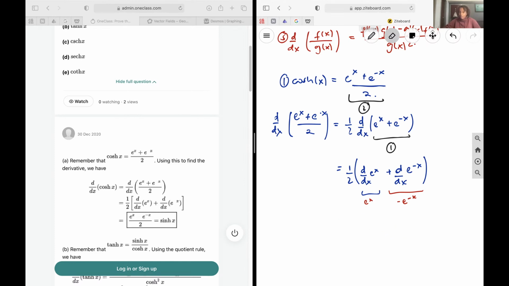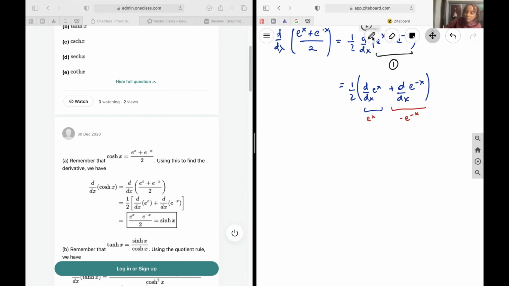And so when I put that all back together, I will get that the derivative of my first hyperbolic function is equal to e to the x minus e to the minus x, because of this minus in front of it, over 2. And this we know as the hyperbolic function for sine x. So that's going to be sinh x, and that's going to be your final answer for that first one.